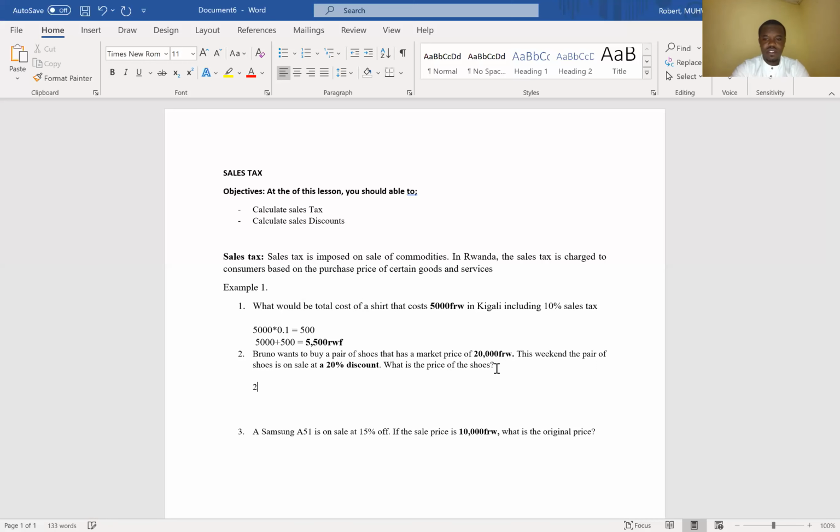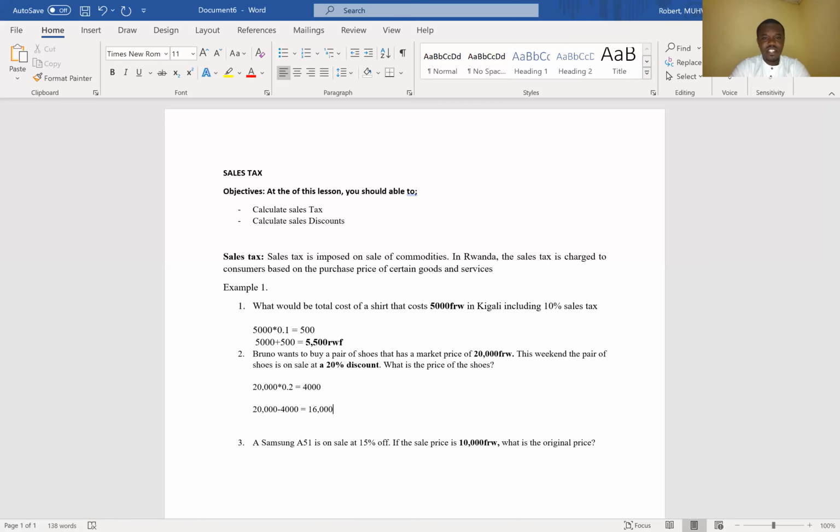If we get 20,000 Rwandan francs, then you multiply by the discount, that is 0.2, that's 20%. This will equal 4,000. So the discount, this 20%, is equal to 4,000. It means we are going to pay 20,000 minus this discount of 4,000. So we're going to pay 16,000 for the shoes.